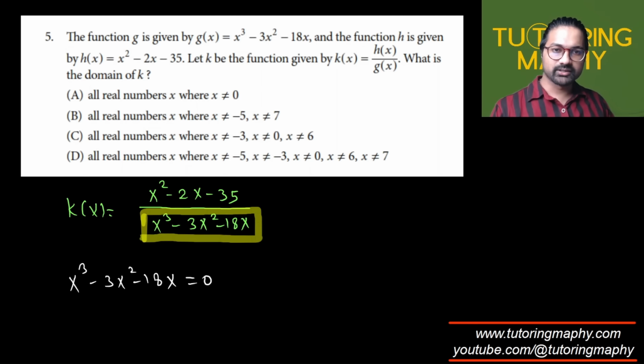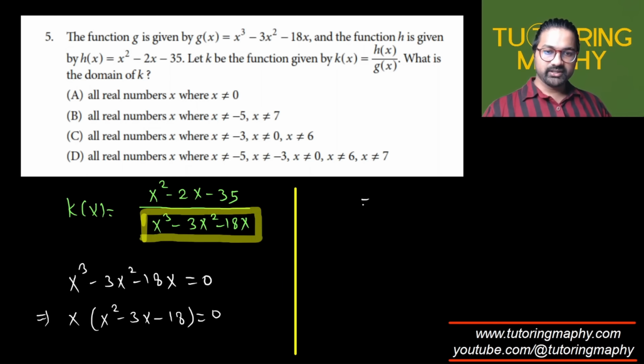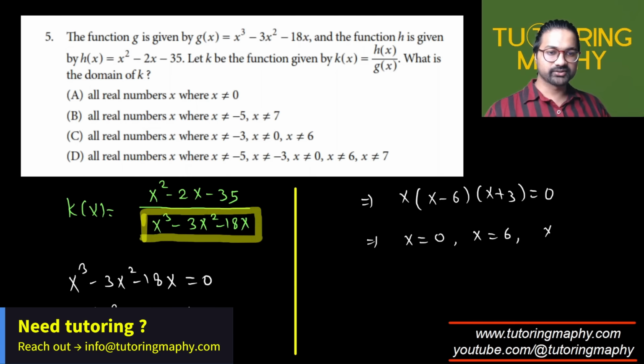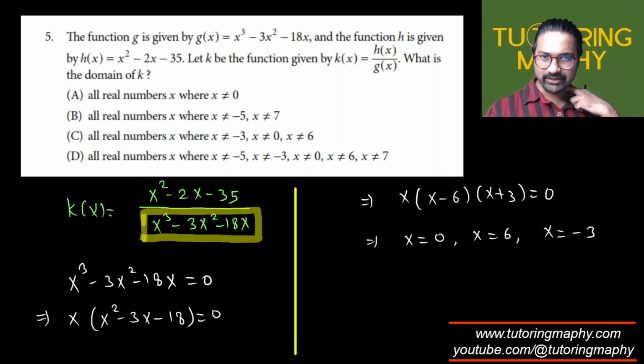So if we want to do that, I believe x is taken as a common factor, so we are left with x squared minus 3x minus 18 is equal to 0. Let me separate my work right here. Okay, so this means that x times, and this quadratic can easily be factorized, right? I think that's going to look like x minus 6 times x plus 3 is equal to 0. It is a zero product property, which means that x is equal to 0, x is equal to 6, and x is equal to minus 3. So these are the 3 values of x which are not allowed.